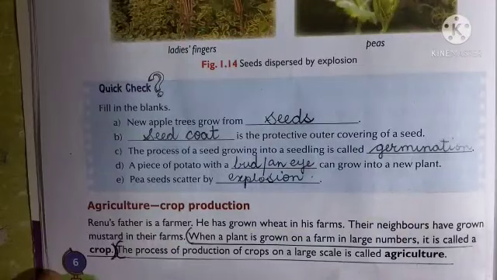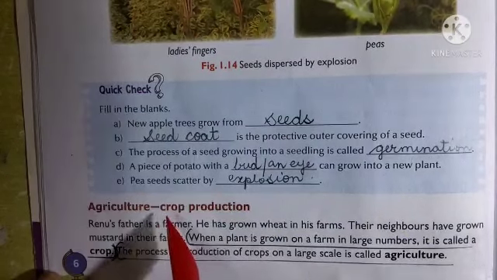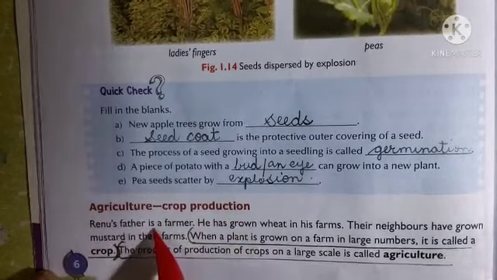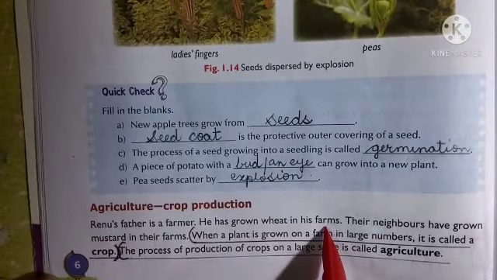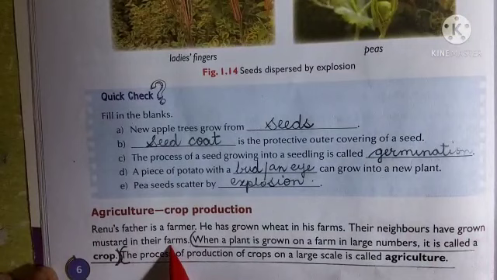Please open page 6 of your science book. The topic is Agriculture. In agriculture we are going to learn about crop production. Here we see Renu's father is a farmer. He has grown wheat in his farms. Their neighbors have grown mustard in their farms.